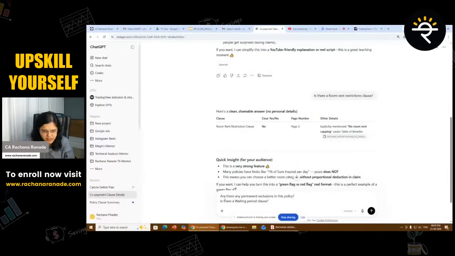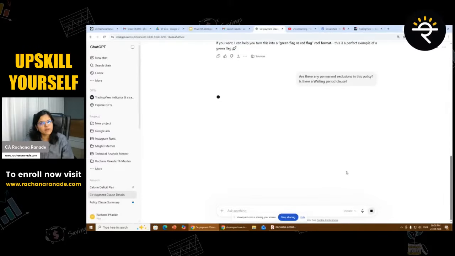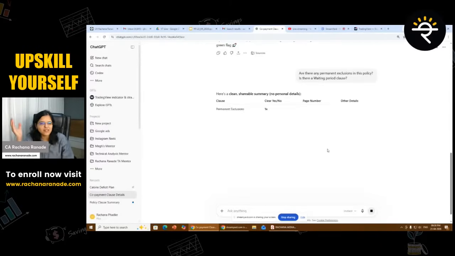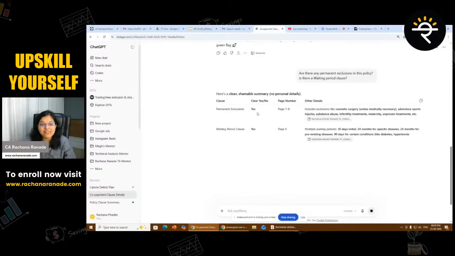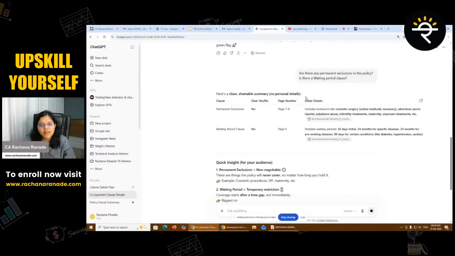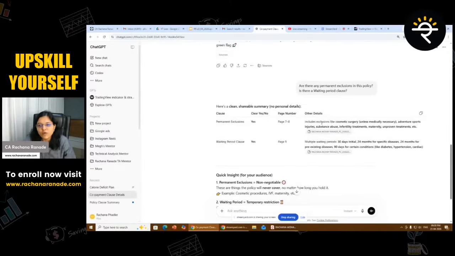Okay, so I've typed this: are there any permanent exclusions in this policy, and is there any waiting period clause? Typically, policies will have this. Again, here's a clean, shareable summary, no personal details. Permanent exclusions: yes. Waiting period: yes. It has also mentioned the page numbers, and it says that it includes exclusions like cosmetic surgery, unless medically necessary. So let's say Mr. X unfortunately meets with an accident, and there's a jaw dislocation, and for that a cosmetic surgery is required. In that case, cosmetic surgery will not be a part of permanent exclusion. Adventure sports, permanent exclusion, very clearly given.